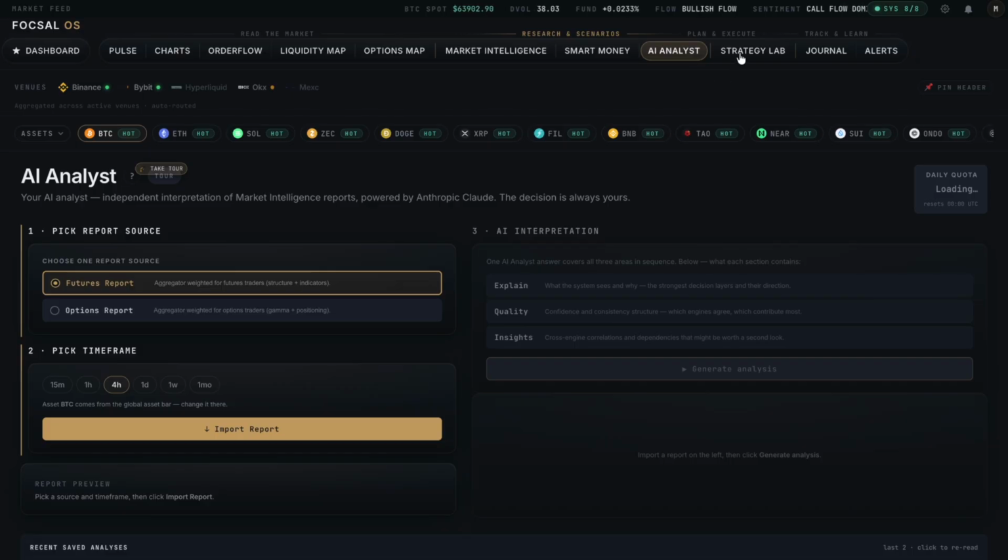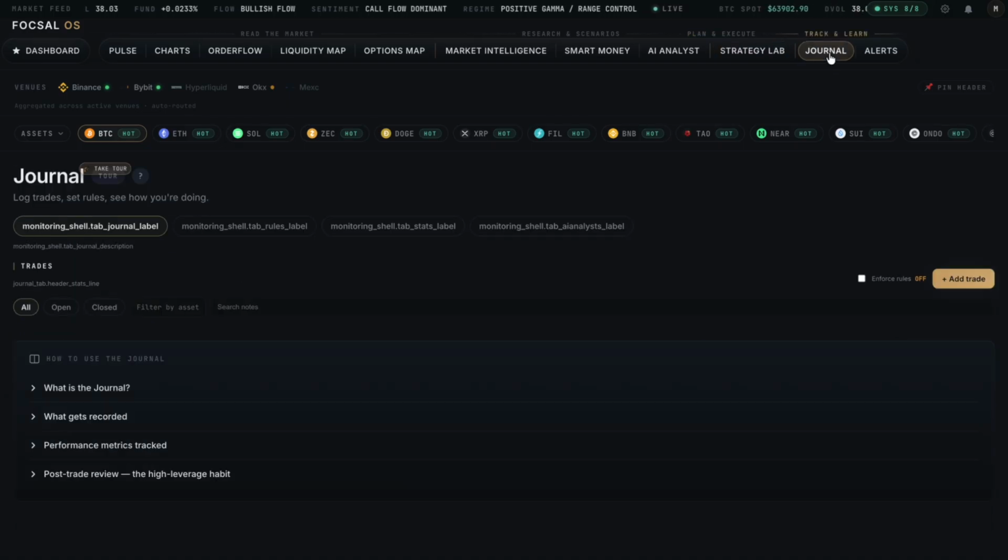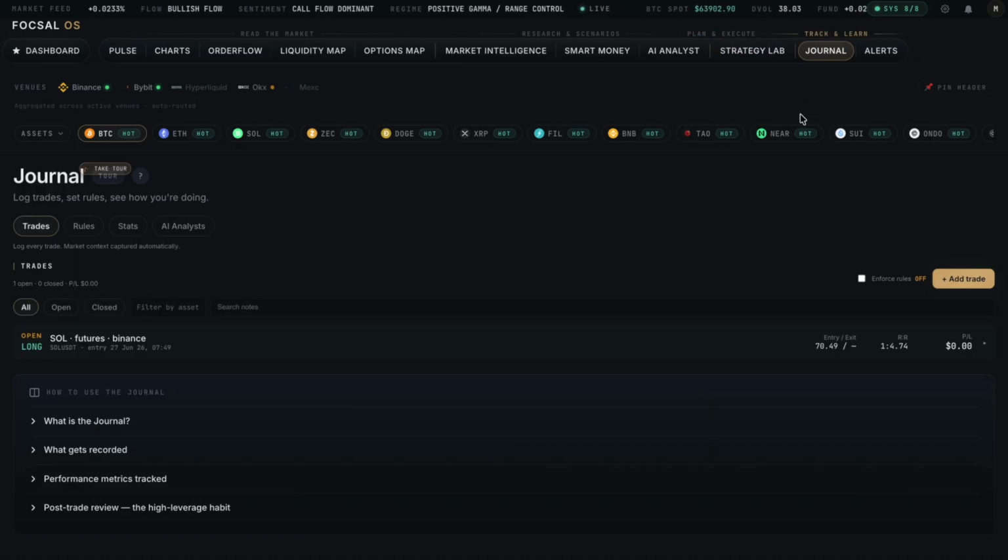This is where you look for the edge, what the analytical engines say, how institutions are positioned, where a real setup is. The third group is planning and execution. This is where you turn an idea into a concrete trade plan, with risk measured, before you click anything on an exchange. The fourth group is track and learn. This is where the history of your decisions comes back, what worked, what didn't, and what it teaches you next time.